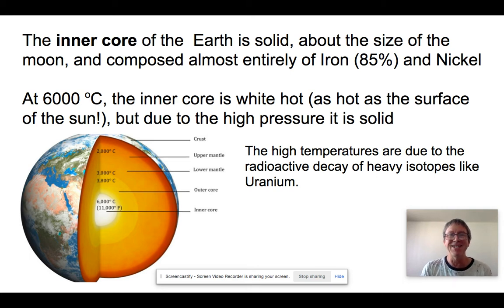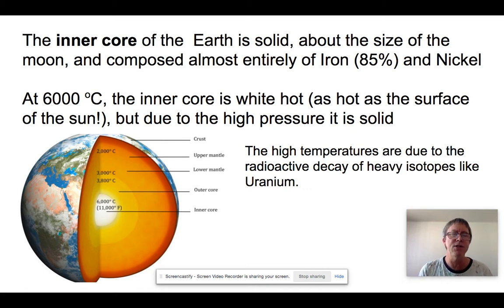Okay, so I guess we're going to go from the inside out here. The inner core is made of solid iron and nickel. It is rotating quite quickly, and it is about the size of Earth's moon. So it's this fairly large, metallic, solid ball in the center of the Earth that's spinning very rapidly. It is 6,000 degrees, which is really hot.